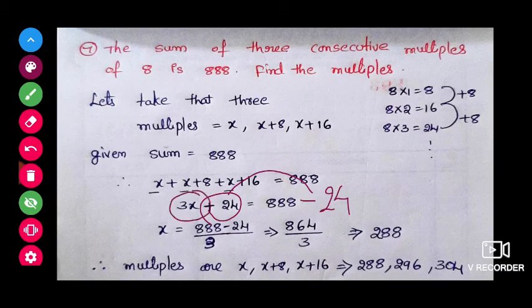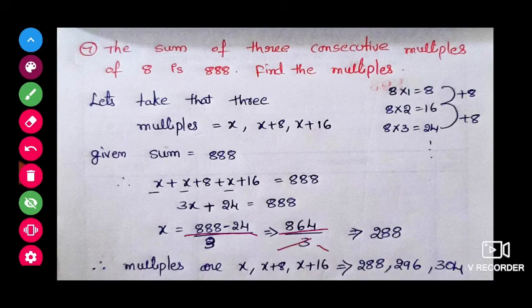And here 3x is nothing but 3 into x. So the multiplication by 3, if it goes to that side, becomes division. So x is equal to 888 minus 24 by 3. First 888 minus 24 is 864, divided by 3. Three ones are 3, three twos are 6, the remaining is 2 and 6. Three 8s are 24, remaining is 2, 2 4s are 8. So we get 288.